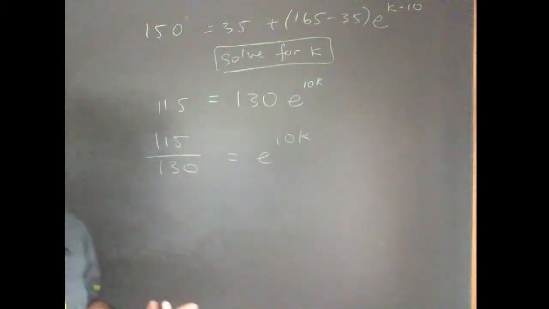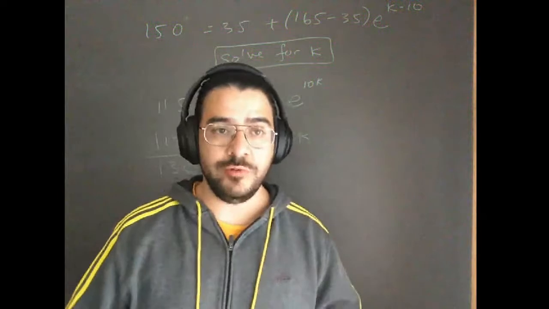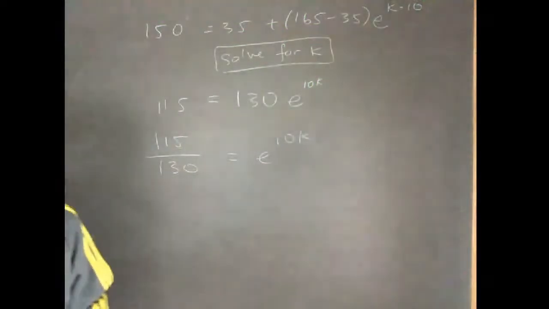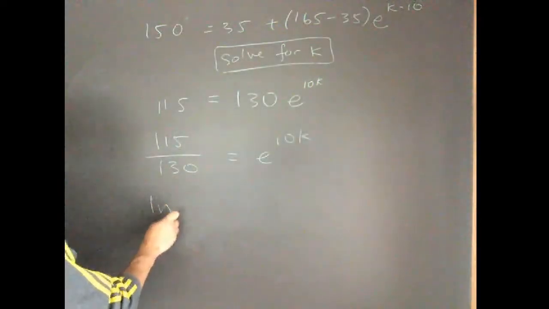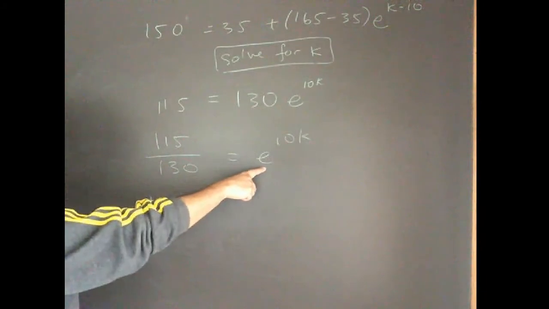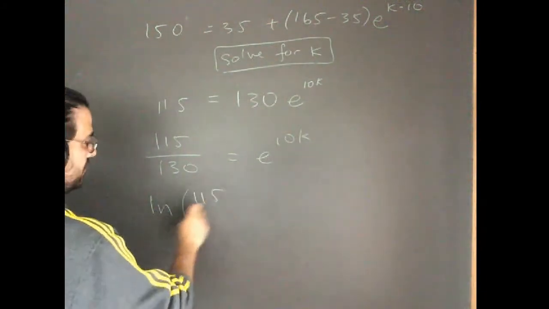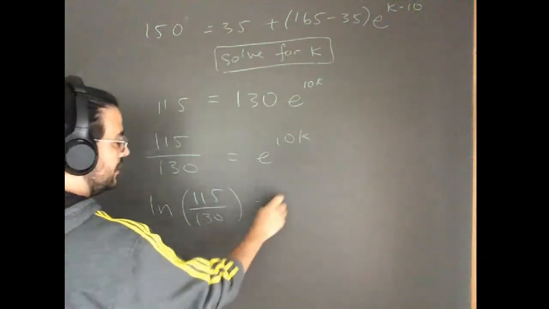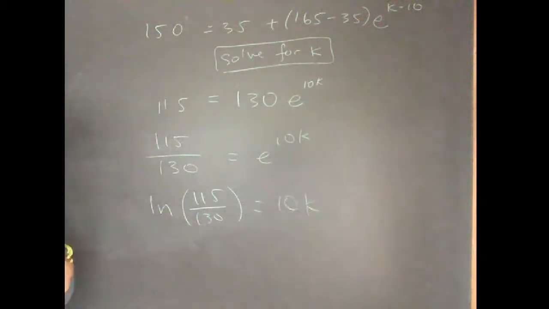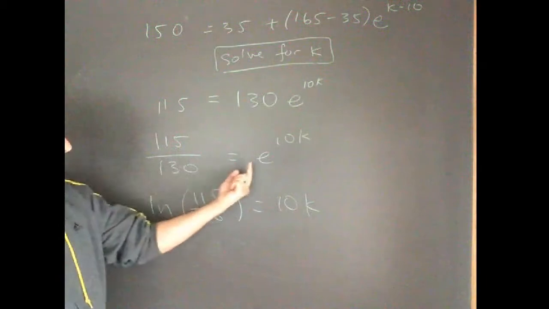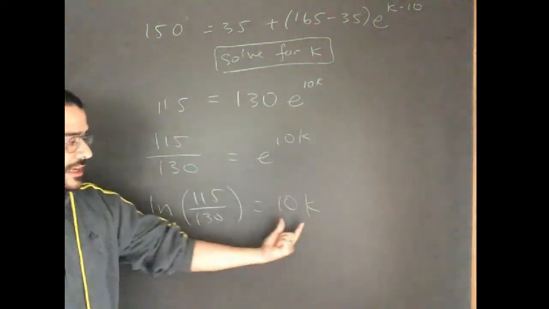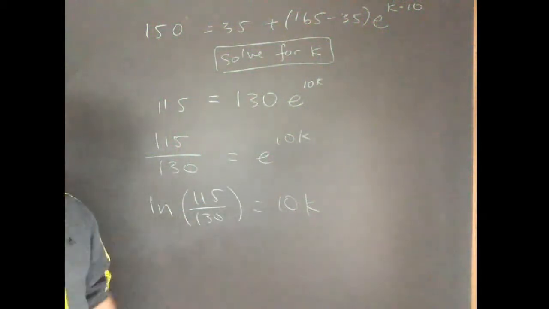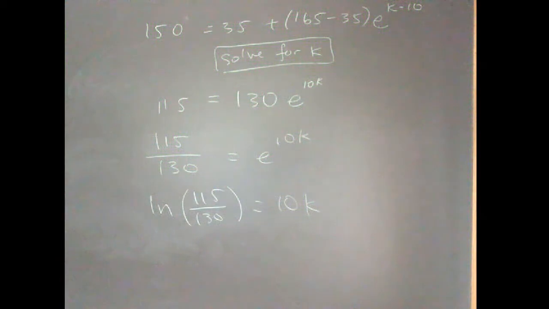Or if you're more comfortable with the definition of the logarithm, you could just rewrite this in logarithmic form, right? In logarithmic form, this is ln, because that's the log base e, of 115 over 130 is equal to 10k. So we kind of thought about it again as taking the natural log of both sides. The natural log and the e cancel out to give you 10k, and then you get the natural log on this side. Or just using the definition. Okay, and now my final step. How do I get k on its own?